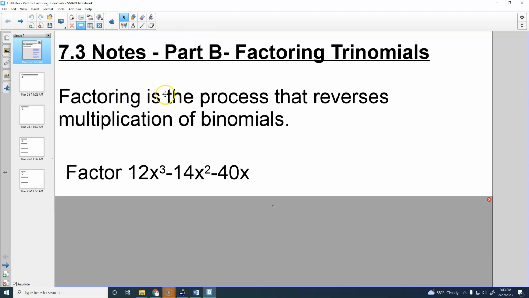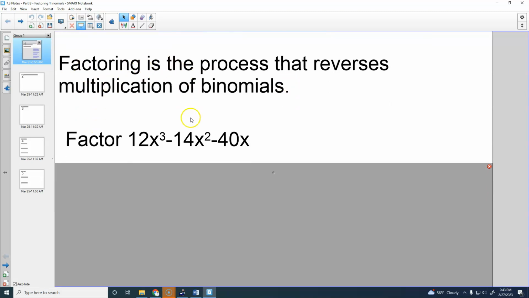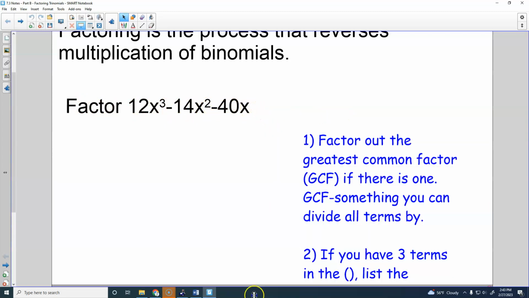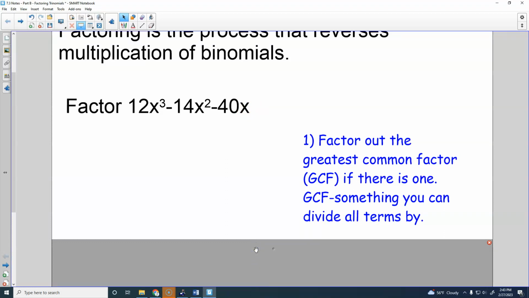So factoring is the process that reverses multiplication of binomials. And so a problem will look like this: factor 12x to the third minus 14x squared minus 40x. And so the first step in factoring is going to factor out the GCF if there is one. And so we just did GCF, and if we look at 12x to the third minus 14x squared minus 40x, Aiden, what is the GCF for that expression?